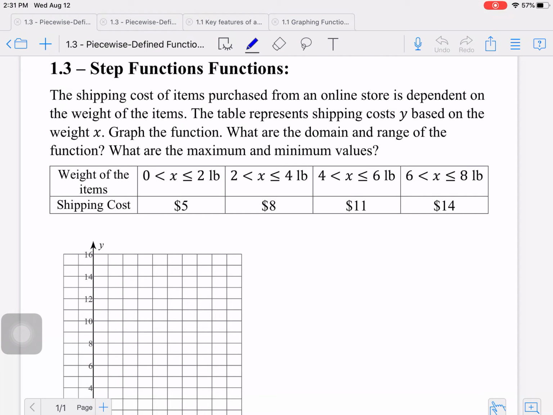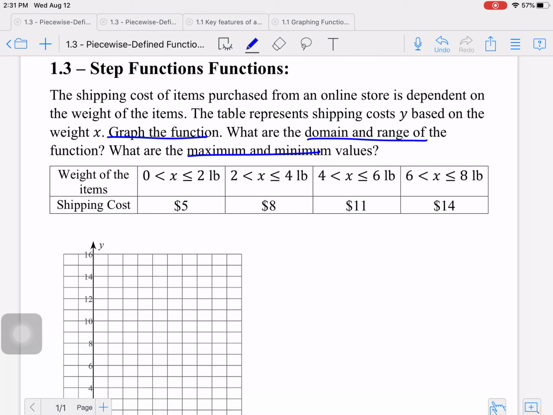Cool. So the shipping cost of items purchased from an online store is dependent on the weight of the items. The table represents shipping cost Y based on the weight X. So there's a relationship right there. So an equation, Y and X. Graph the function. What are the domain and range of the function, and what are the maximum and minimum values? So we got 3 questions right there. First of all, we're going to try to graph it. Then we're going to try to find the domain and range, and then we're going to determine what is the maximum and minimum value.